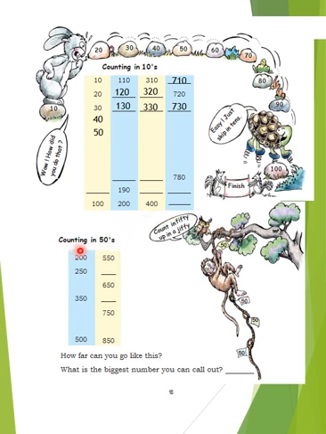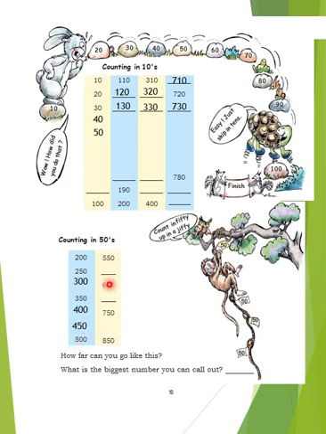Now, come to counting in 50s. See the first column. The first number is 200. If we add 50, it becomes 250. If we add 50 to 250, it becomes 300. And 300 plus 50 becomes 350. Like this, you have to fill this column up to 500. See, after 350, the numbers will be 400 and 450.